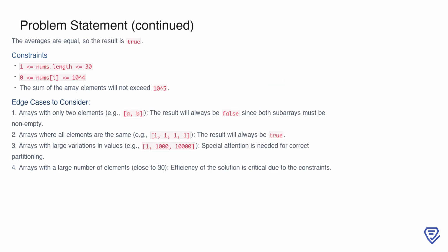The problem also comes with a set of constraints and edge cases to consider. The constraints specify that the length of the array ranges from 1 to 30, and the values of the elements in the array are between 0 and 10,000. Additionally, the total sum of the array elements will not exceed 100,000. Edge cases include arrays with only two elements, such as A, B, where the result will always be false because both subarrays must be non-empty.